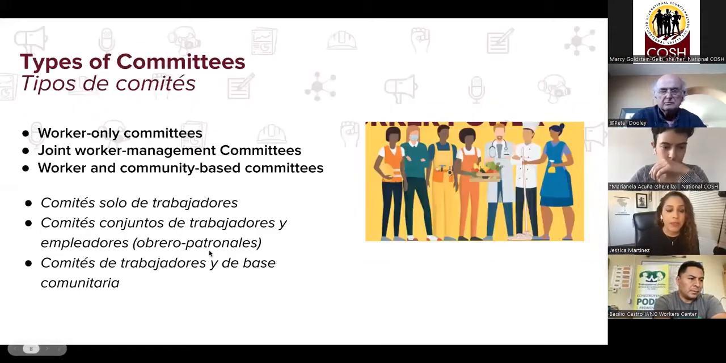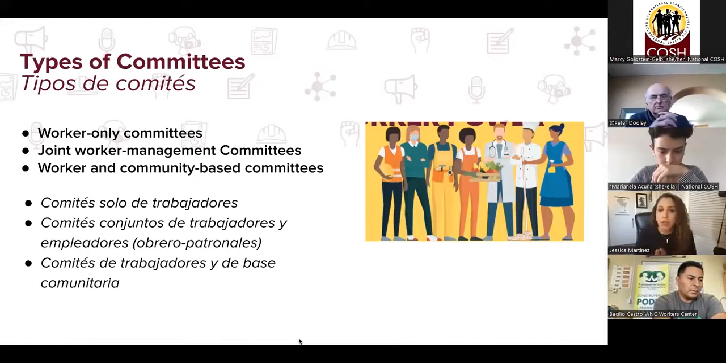And as I briefly mentioned, there are different types of committees. Generally, committees can either be worker only or worker and management, which means that you'll have workers and you can have a supervisor all sitting at the same table and discussing ways to improve the health and safety conditions of the work site. So typically, worker-only committees can consist of workers in a common workplace or with a common employer coming together with a strategic plan to improve workplace health and safety while building worker power.